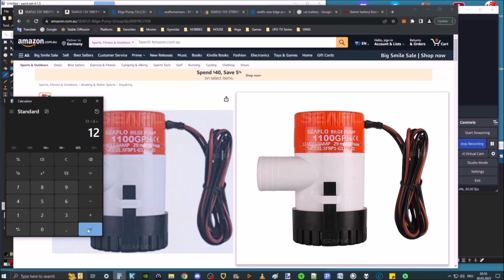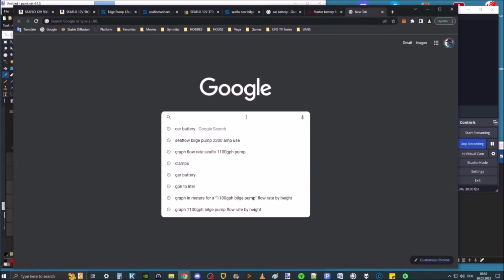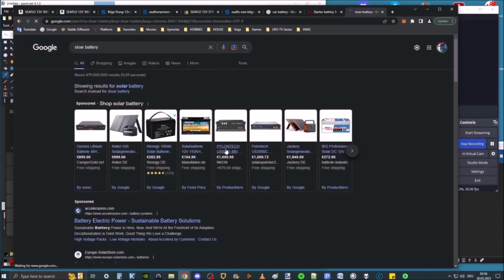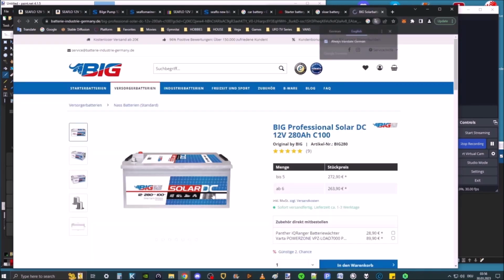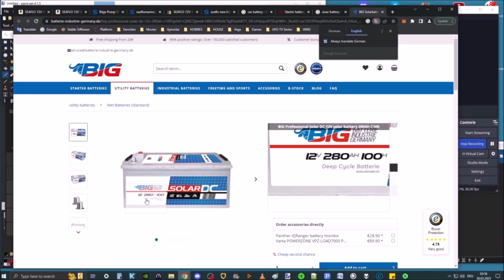So I do not use car batteries. What I use is a solar battery. They're a little more expensive. However, a solar battery can give you anywhere from 110 or 120 up to, sometimes, in this case, 280 amp hours.